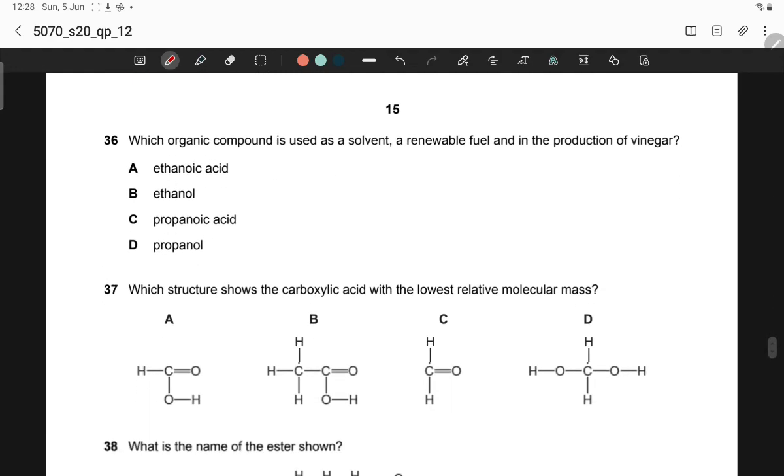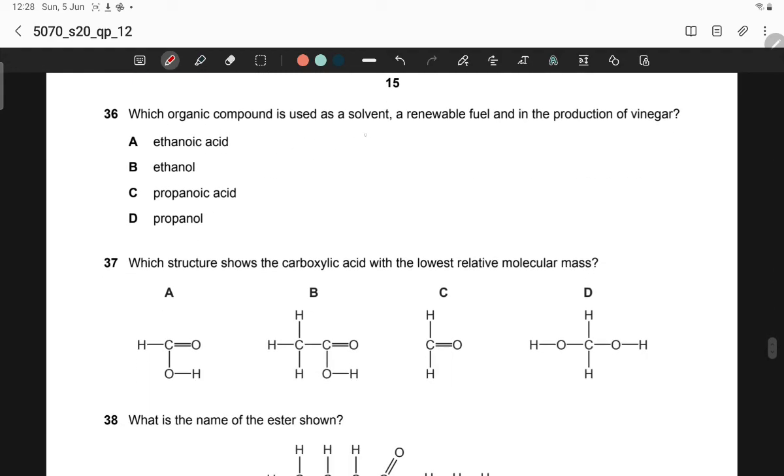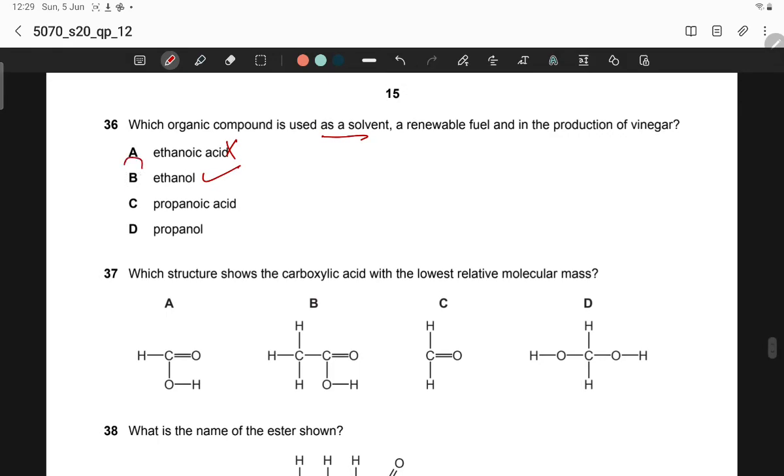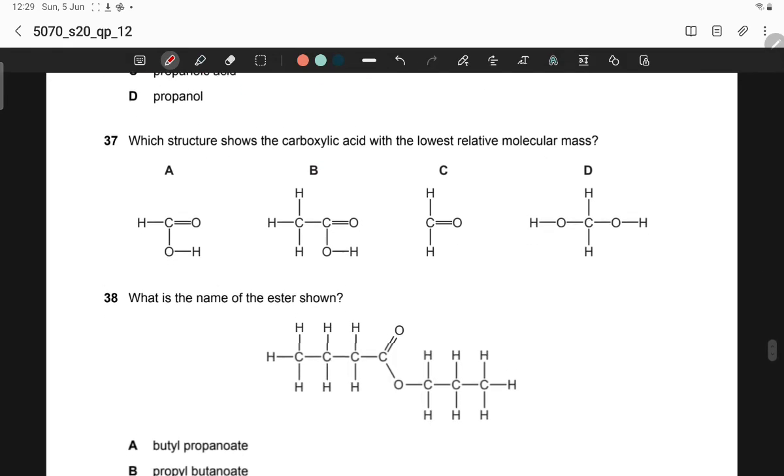Question number 36. Which organic compound is used as a solvent, a renewable fuel and in the production of vinegar? Renewable fuel. Ethanoic acid is not renewable and as a solvent. Ethanol is a renewable fuel and used as a solvent. B is correct option.